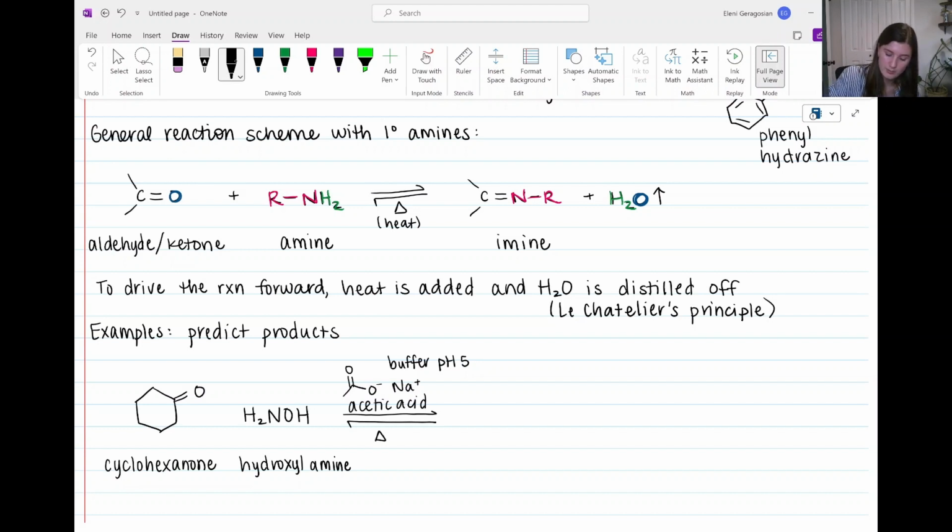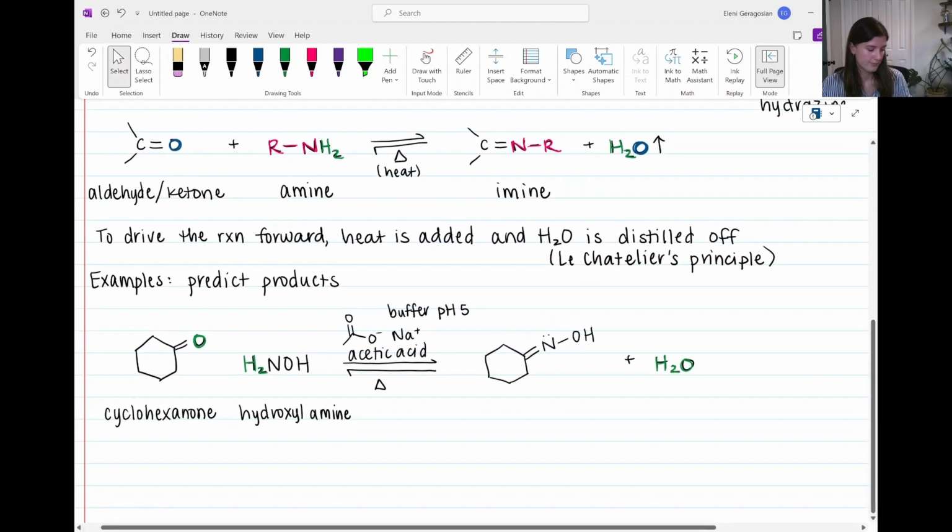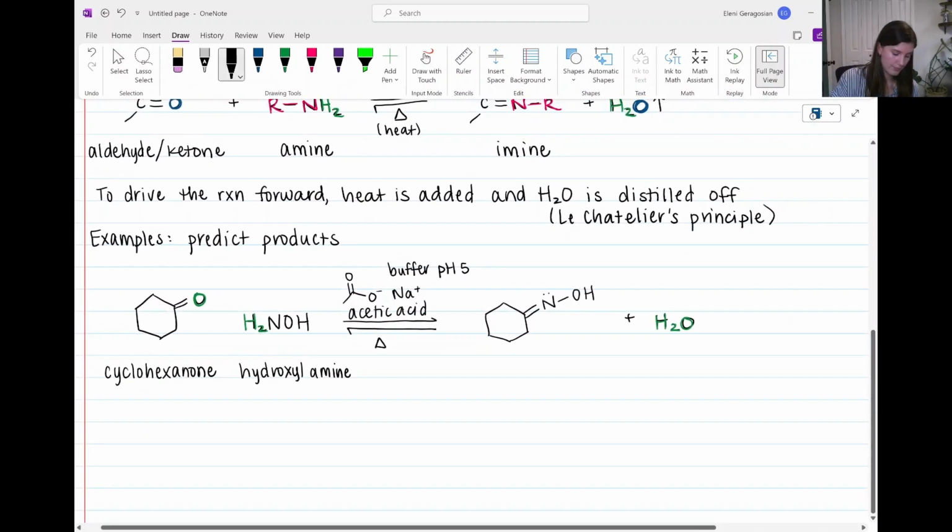So our product here, we still have our carbonyl carbon. Now the carbonyl carbon is double bonded to the nitrogen, which is still bonded to the OH group. And then our byproduct here is H2O. So the H2O molecule is made of the two hydrogens that were bonded to nitrogen and the oxygen from the carbonyl. Let's do one more example.